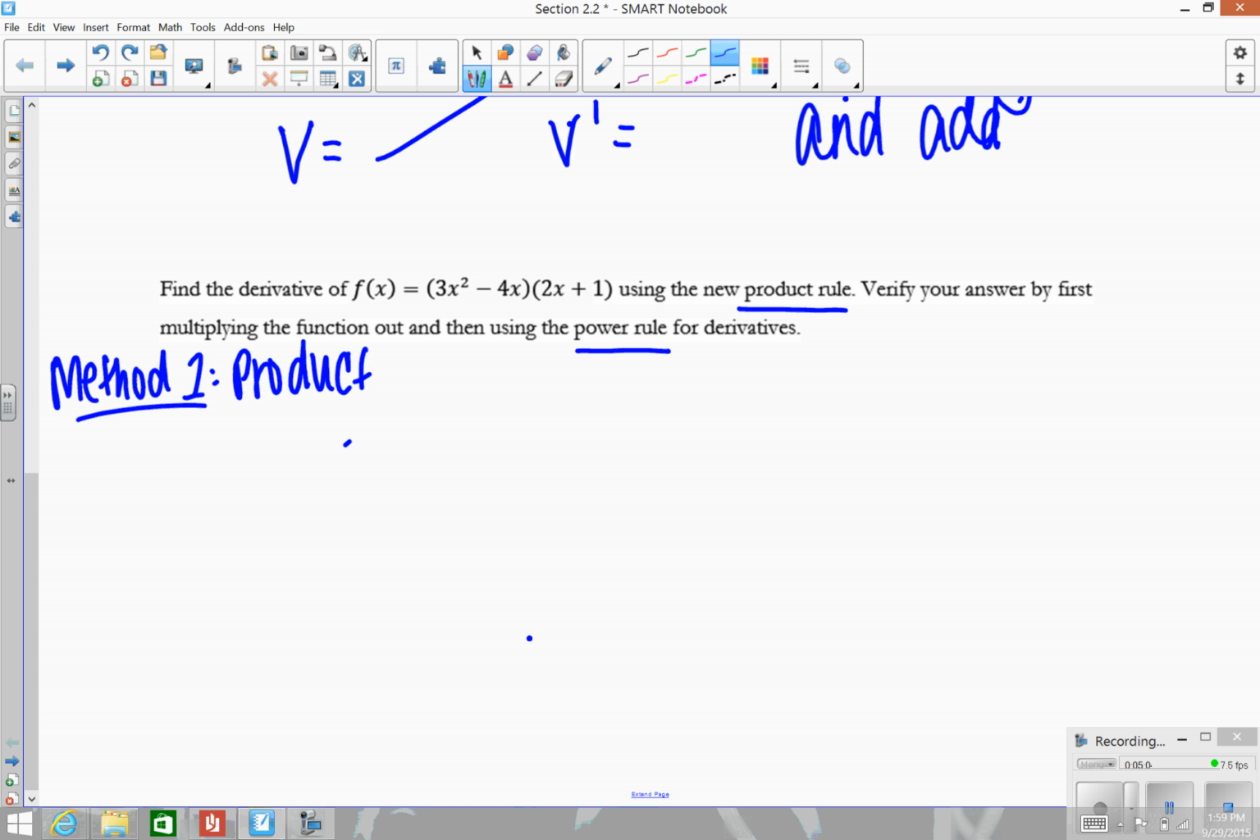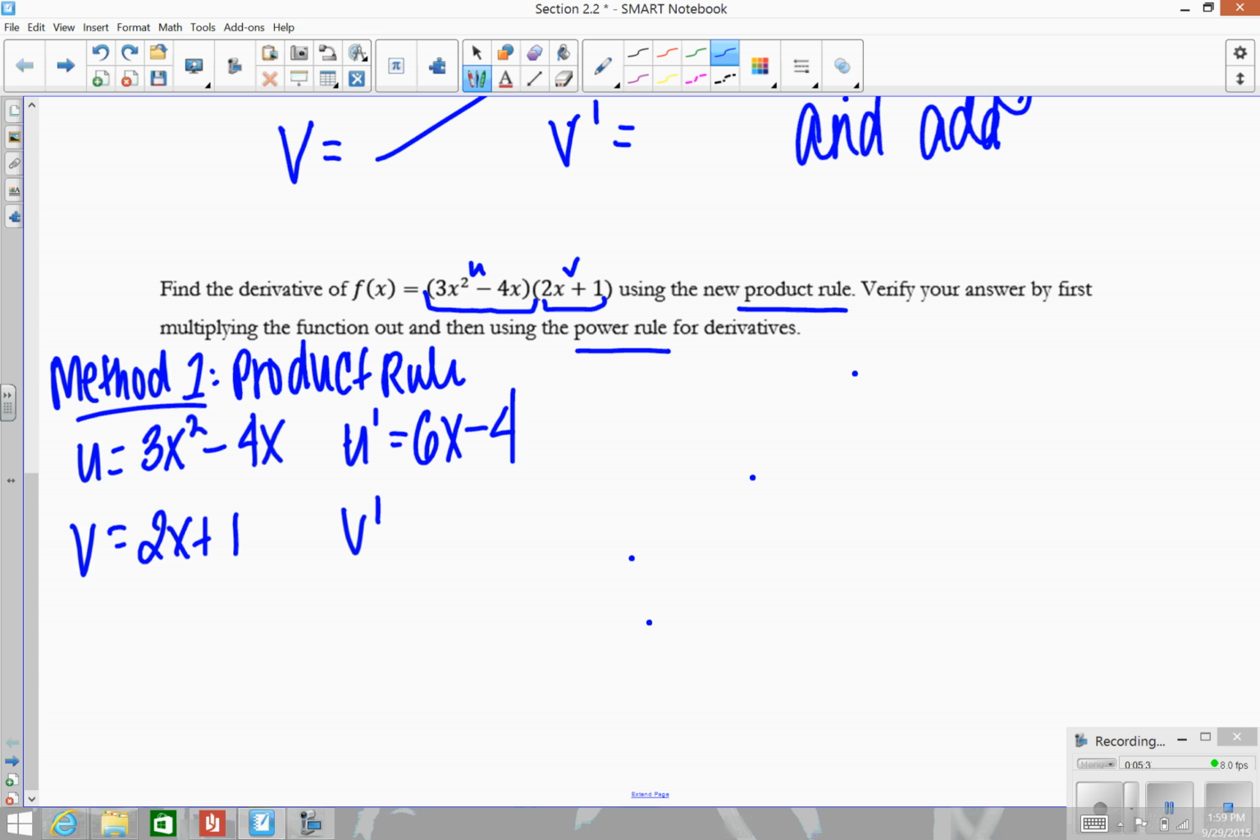So according to the product rule, you're going to let u equal one part. So I'm going to let u equal the first part, and then I'm going to let v equal the second part. So u is going to equal 3x squared minus 4x. V will be 2x plus 1. You're going to take the derivative of each of those pieces. So the derivative of the first, we're going to use the power rule to do that. So it's going to be 2 times 3 gives me 6. Subtract 1, so it's just going to be 6x. And then minus 4. And then for the bottom here, the derivative is just going to be 2.